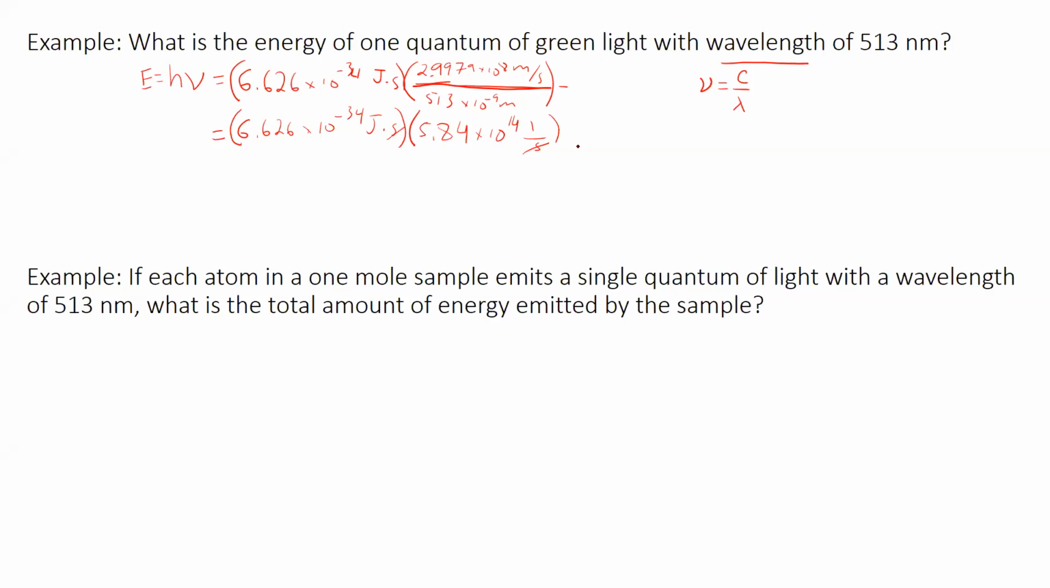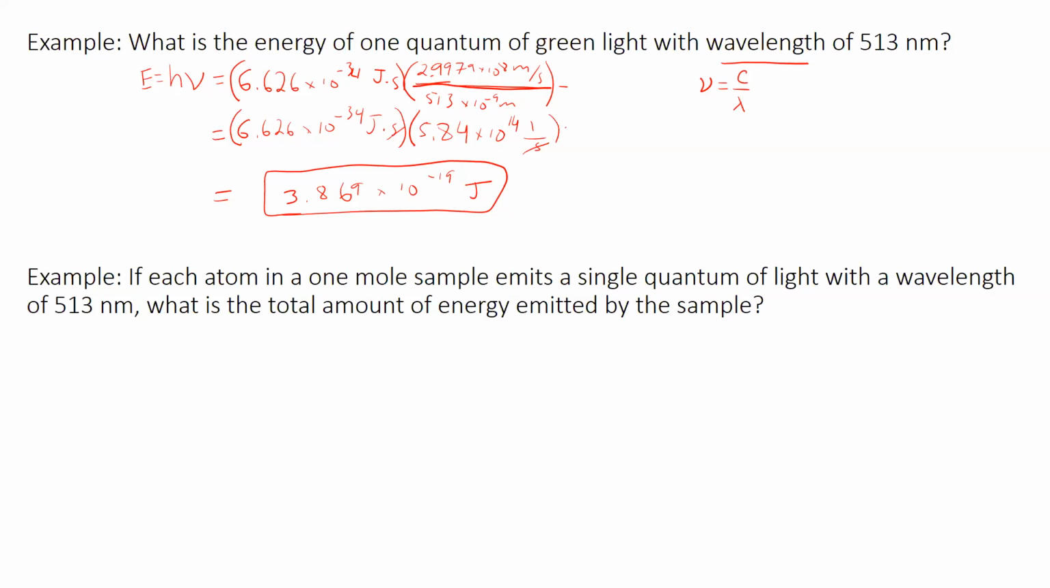Okay, and so you wind up with, I'll put the value down here, it's really simple, 3.869 times 10 to the minus 19 joules for that one quantum of green light. Okay, but that's just one packet of light. And so you can think about a packet of light as being given off by an atom.